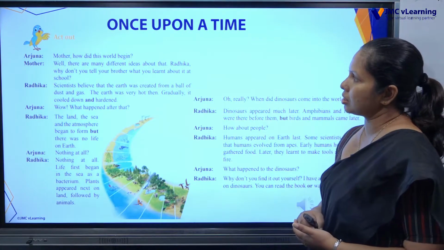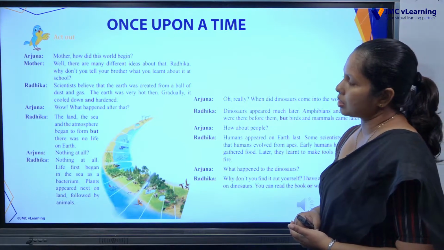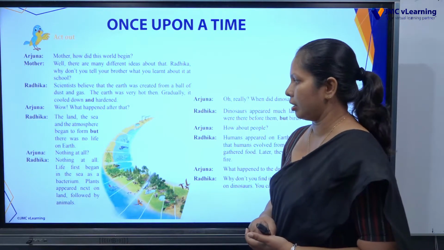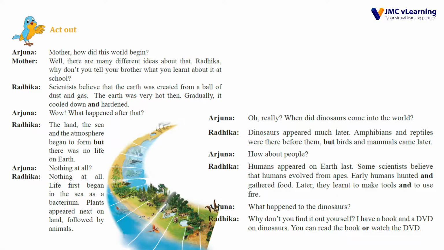So here it's a role play or a conversation between Arjuna, Mother and Radhika. We'll listen to it. Mother, how did this world begin? Well, there are many different ideas about that. Radhika, why don't you tell your brother what you learned about it at school? Scientists believe that the earth was created from a ball of dust and gas. The earth was very hot then. Gradually it cooled down and hardened. Wow. What happened after that?